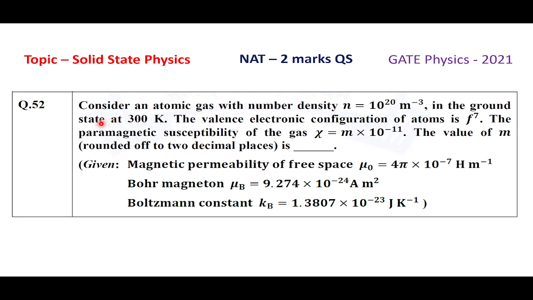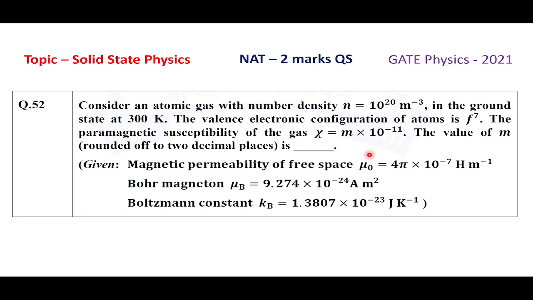Okay, so the question is from the 2021 paper. This is also a numerical answer type question, and this is from solid state physics, basically from magnetism. The question is: consider an atomic gas with number density n equals 10^20 per meter cube in the ground state at 300 Kelvin. The valence electronic configuration of atoms is f^7. The paramagnetic susceptibility of the gas is chi equals m times 10^-11. The value of m rounded off to two decimal places is, you have to find.